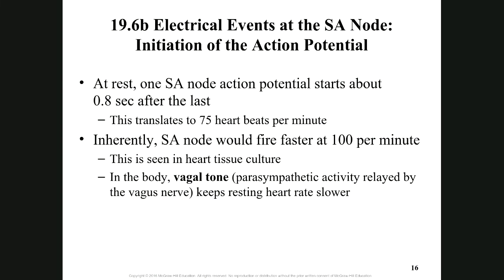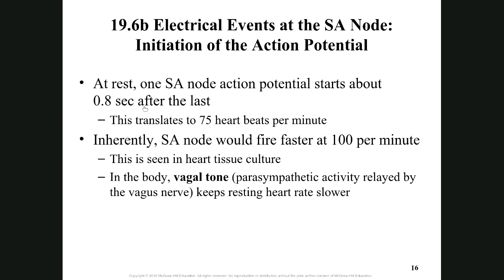At rest, one SA node action potential starts about 0.8 seconds after the last. So if we have this time for a generation of action potential in our SA node, the heart rate or the heartbeat becomes 75 beats per minute.